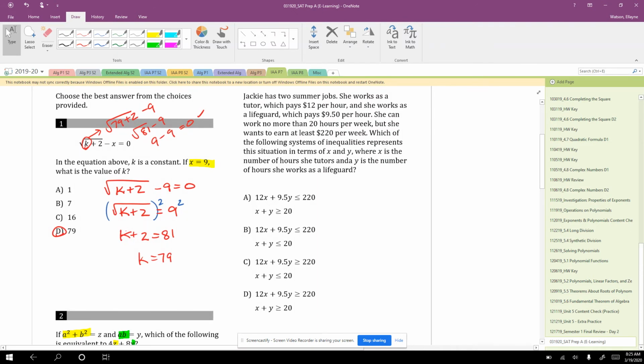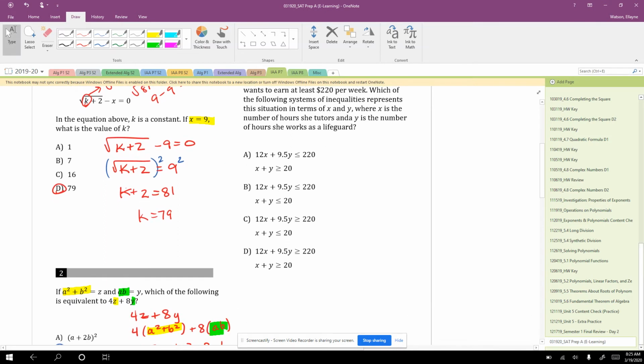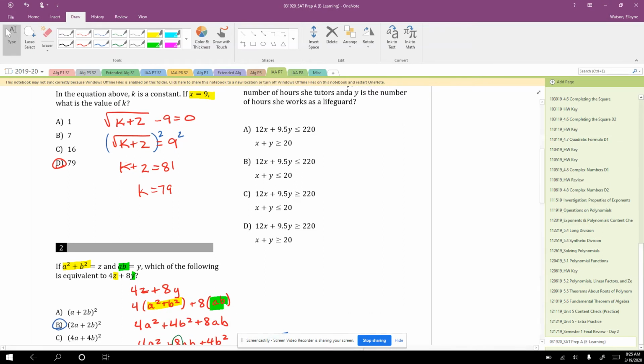Okay, so it says Jackie has 2 summer jobs. She works as a tutor and she works as a lifeguard. Okay, I'm going to let you read that. If we go down, the question is saying which of the following systems of inequalities represents a situation where X is the number of hours she tutors and Y is the number of hours she works.